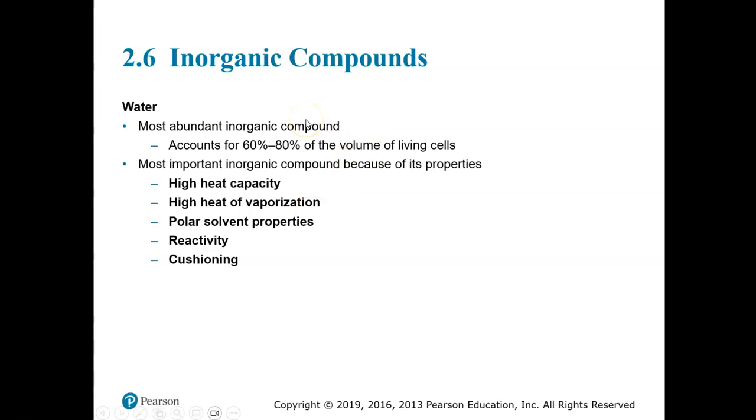Our most abundant inorganic compound is water. It accounts for 60 to 80% of the volume of living cells. It varies based on how dehydrated you are or how hydrated you are. But it is the most important inorganic compound because of its properties. And these are the properties that go along with the fact that water is polar. It's a polar covalent molecule, and it's capable of forming hydrogen bonds.